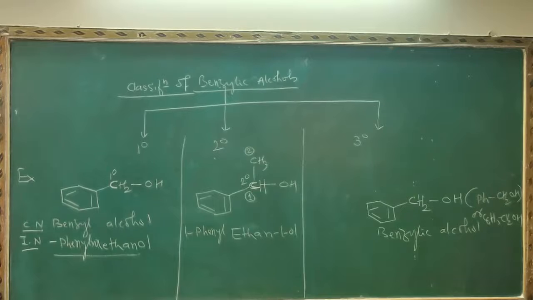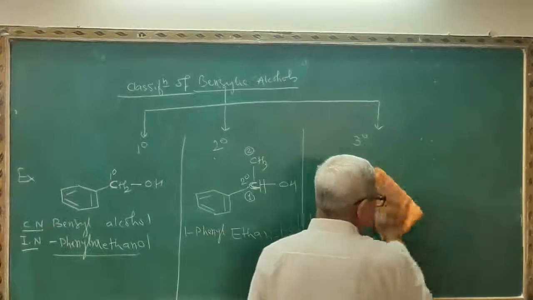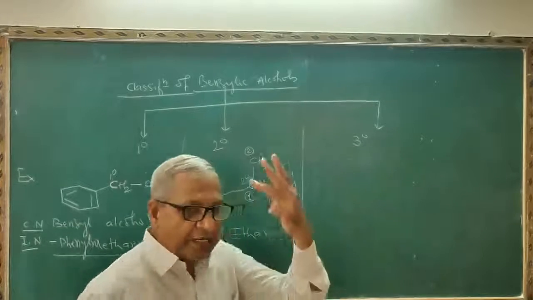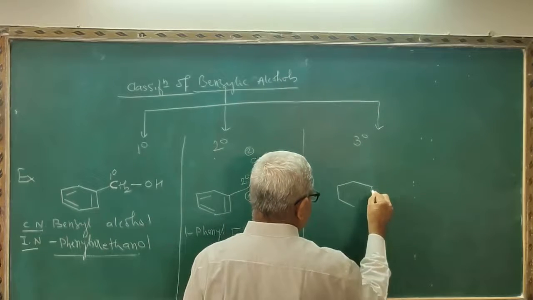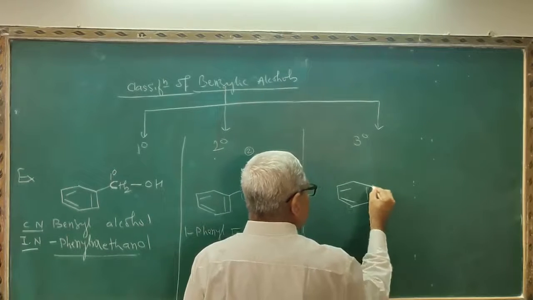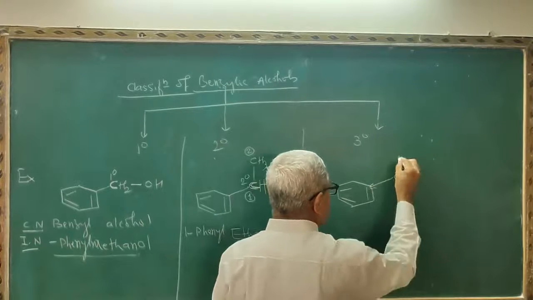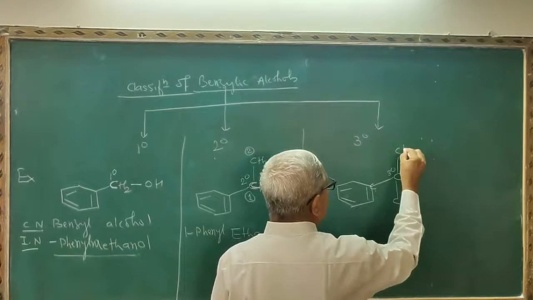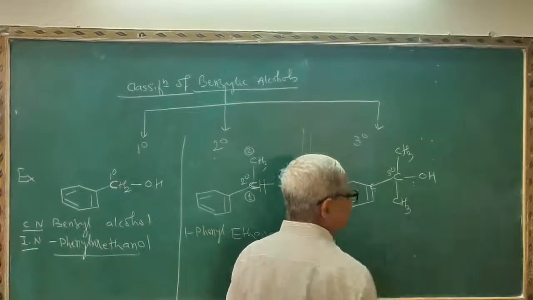Now consider the example of tertiary alcohol. Tertiary benzylic alcohols. Now see here, the carbon atom must be attached to 3 other carbon atoms. Now I will write here, this is the benzene ring. This is your benzylic carbon atom. It must be attached to 3 other carbon atoms. This is your tertiary carbon atom. Therefore, I will write here CH3, here CH3, here OH.